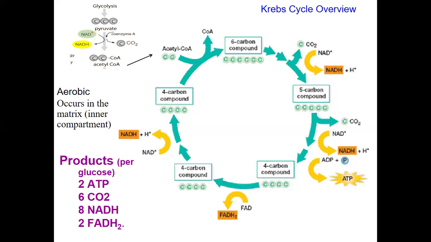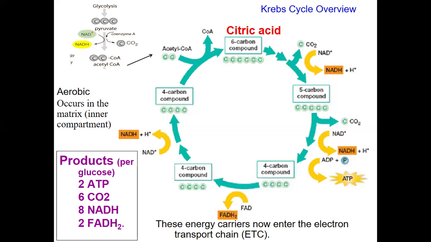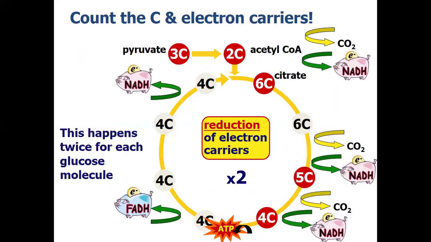So the product we get per glucose broken down from glycolysis: 2 ATPs will be produced at this step, 6 molecules of carbon dioxide, 8 molecules of NADH, and 2 molecules of FADH2 will be produced in this particular step. After this, these energy carriers now enter the electron transport chain.